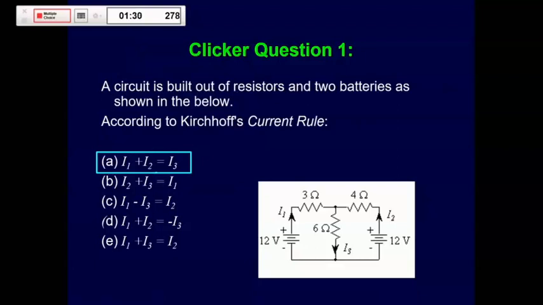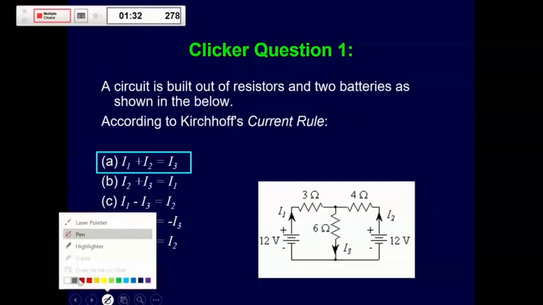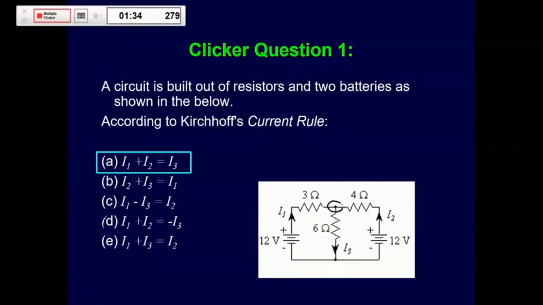And so if you look, again, we're doing the junction. You want to look at this junction right over here. So maybe look at that point right there. If I look at that point right there, the currents coming in are I1 and I2. So I think of it like a highway. You got the two, I1 and I2, coming into that point, and coming out is I3.